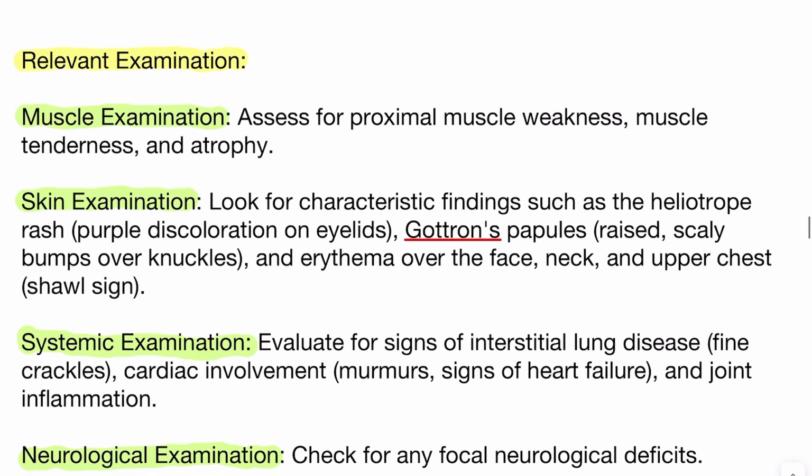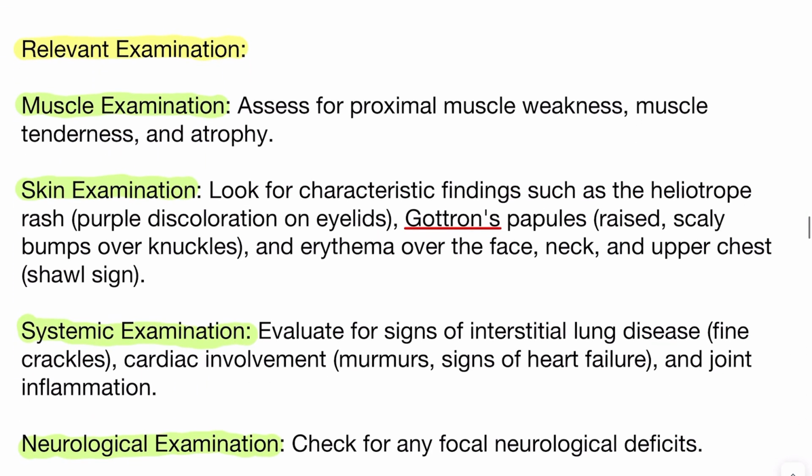Then after that, we want to do the relevant examination. As the patient gives a history of weakness, we want to assess for any proximal muscle weakness, any muscle tenderness and atrophy. Obviously you start with the inspection, palpate for any tenderness, and then you look for the power in the upper and lower limbs to check for any proximal muscle weakness. Skin examination is important.